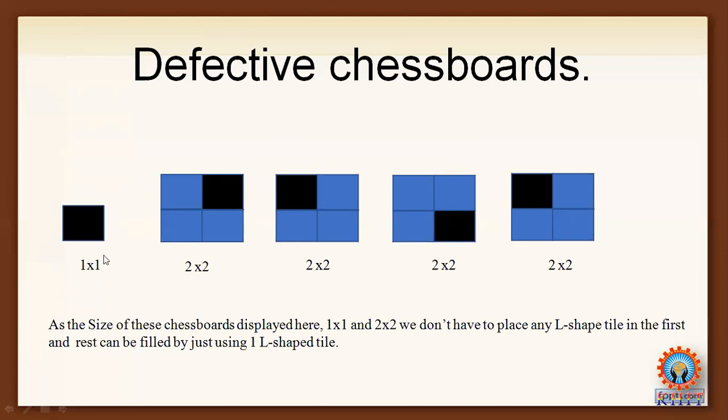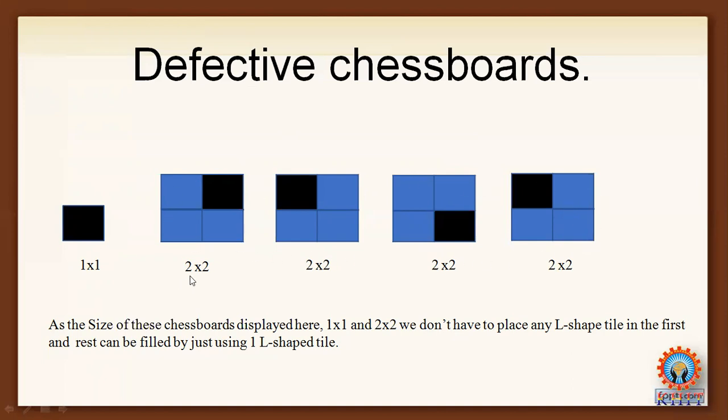So if you consider a 1 by 1 chessboard, as the size of the chessboard displayed here, or 1 by 1 and 2 by 2, we do not have to place any L-shaped tile in the first 1 by 1, and the rest can be filled by just using L-shaped tiles. That means that this is the defective chessboard, and these are also considered as defective chessboards.